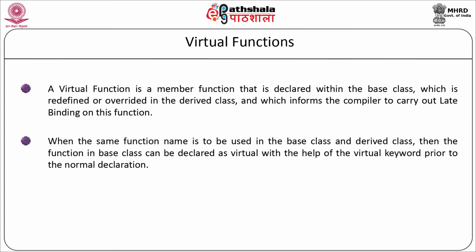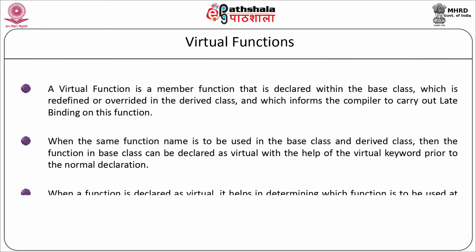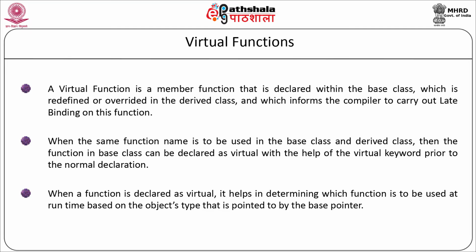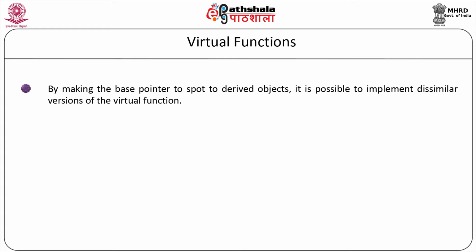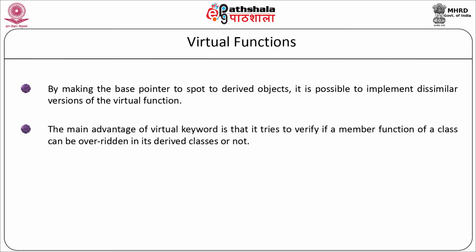When the same function name is to be used in the base class and derived class, then the function in the base class can be declared as virtual with the help of the virtual keyword prior to the normal declaration. When a function is declared as virtual, it helps in determining which function is to be used at runtime based on the object's type that is pointed to by the base pointer. By making the base pointer point to derived objects, it is possible to implement dissimilar versions of the virtual function. The main advantage of the virtual keyword is that it verifies if a member function of a class can be overridden in its derived classes or not.